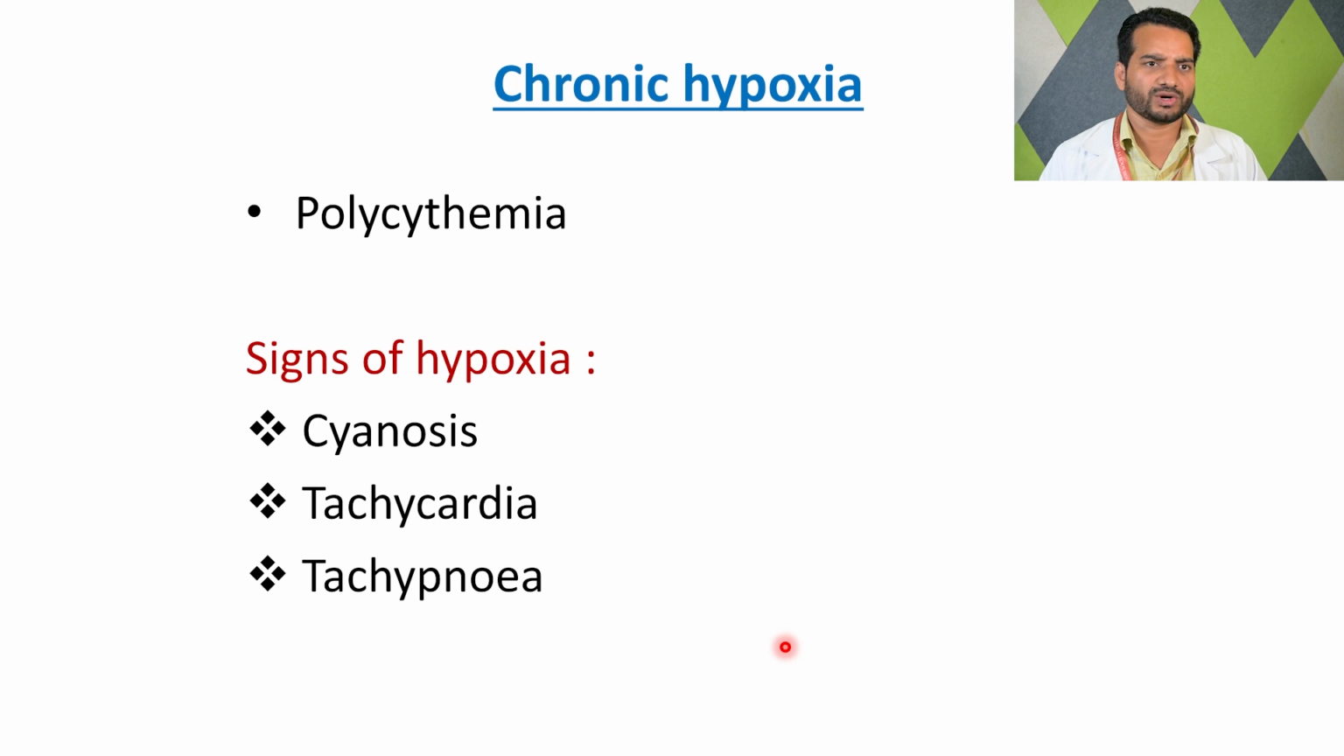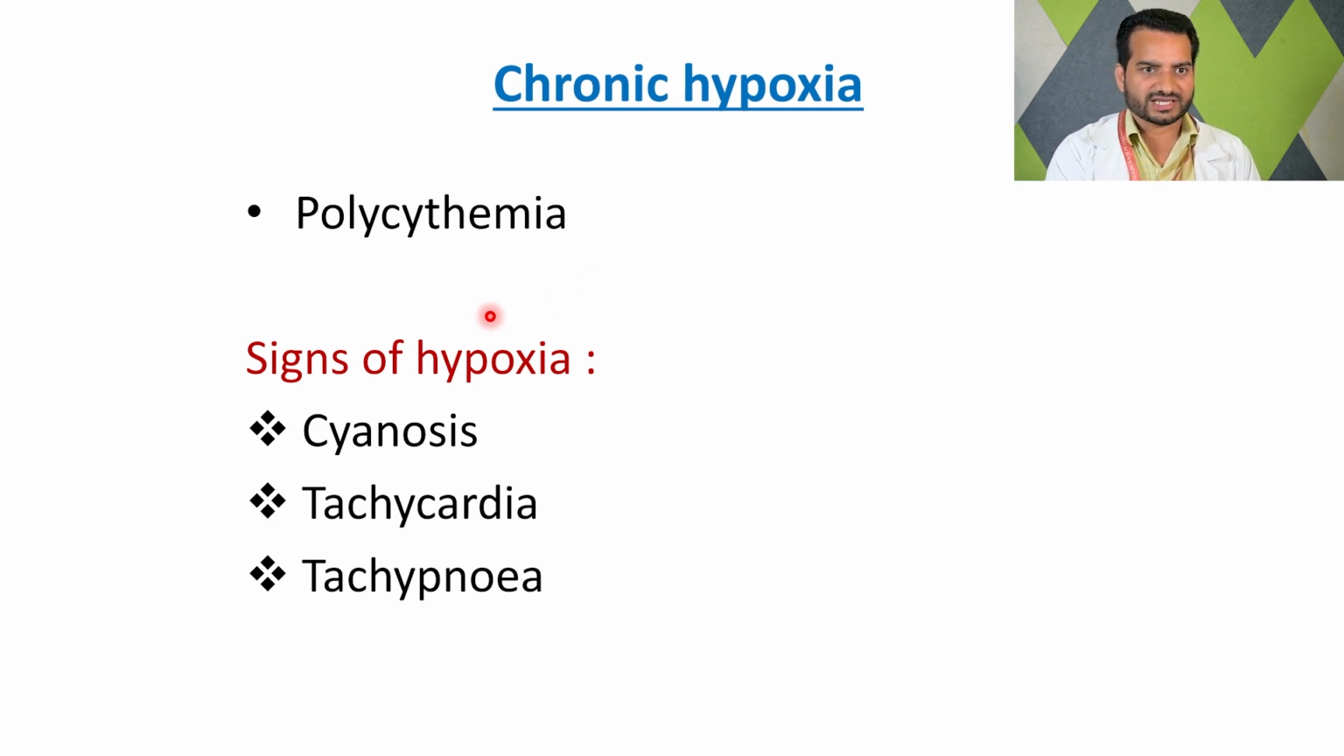Coming to chronic hypoxia. Chronic hypoxia leads to polycythemia. This is a compensatory mechanism. If there is a decreased oxygen level in tissue for a long period of time, the body develops a phenomenon like polycythemia. How does polycythemia occur? Lack of oxygen causes stimulation of the kidney, and that leads to production of erythropoietin, and erythropoietin acts on bone marrow to produce more RBC, to produce more hemoglobin, and that leads to more saturation of hemoglobin.